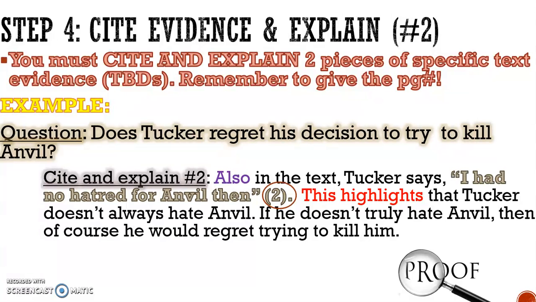So if you look at this piece of evidence and even the one before it, there's no doubt that these two things support my idea. I've explained how they support my idea. I've shown the reader these quotes support my idea. It's absolutely necessary that you have two pieces of evidence and you explain both of those pieces of evidence.